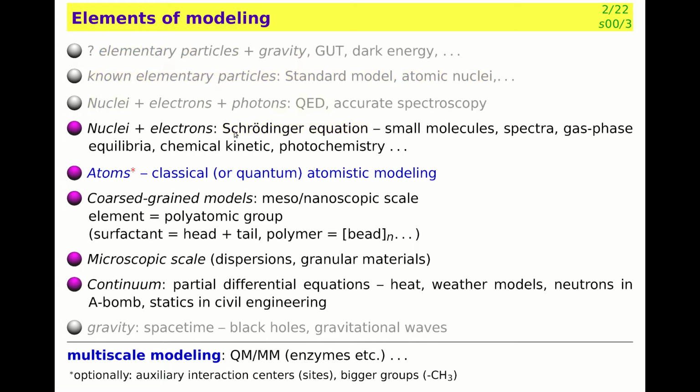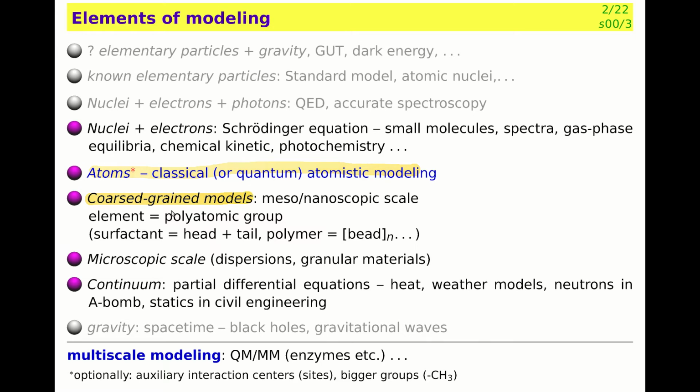But okay, we started with atoms, and we can do the opposite line of modeling. Sometimes we need to describe systems which are very large. If we did this at the atomistic level, it would be very demanding for calculation. So we can use the so-called coarse-grained models.